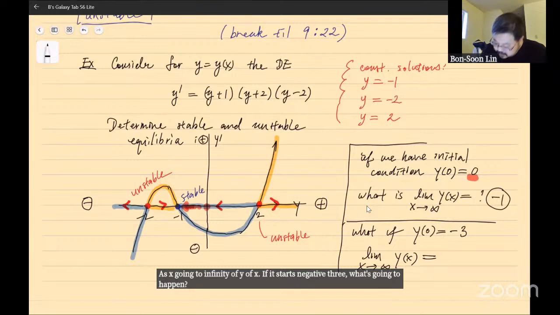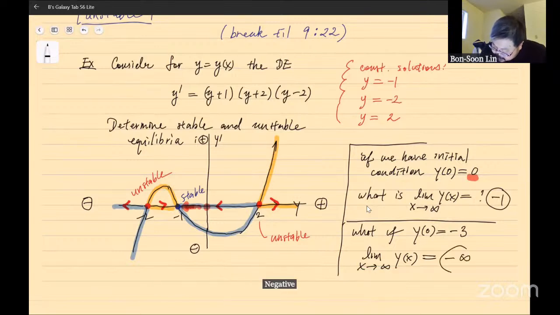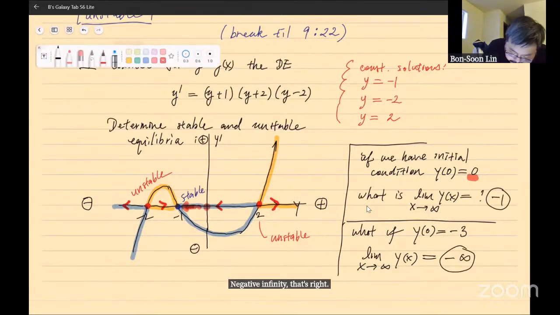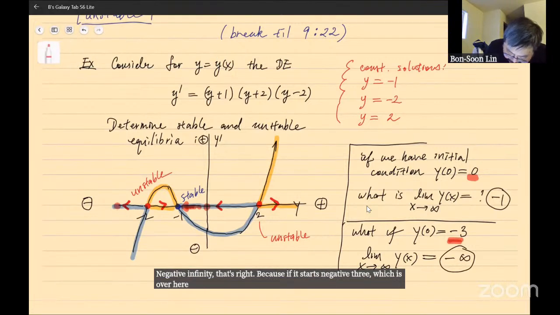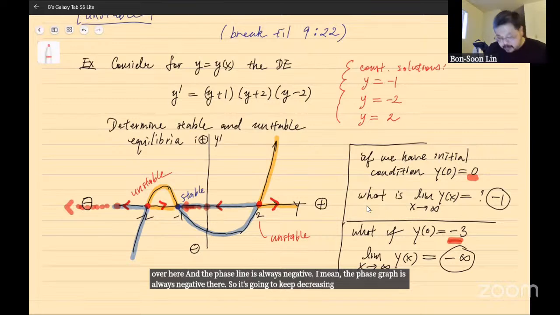Negative infinity. Negative infinity, that's right. Because if it starts at -3, which is over here, and the phase line is always negative there, so the phase graph is always negative, it's going to keep decreasing without bound, and it goes over there. So it goes to negative infinity.